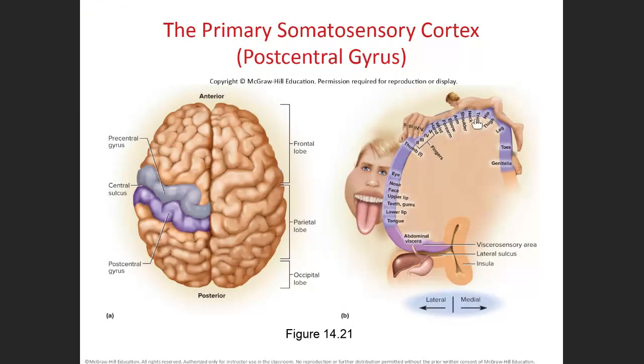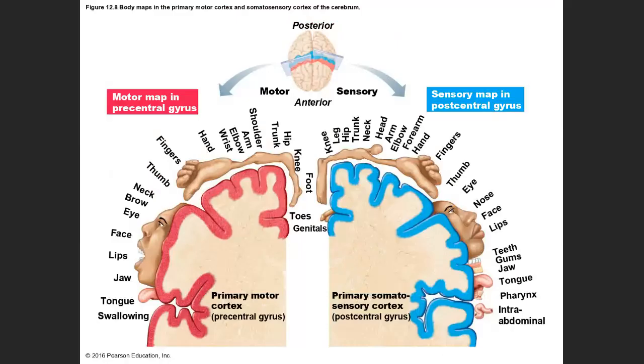So just like we had a motor homunculus, we also have a sensory homunculus, located in the primary somatosensory cortex of the postcentral gyrus. And again, you're going to have these different parts of the body specifically laid out in specific parts of this cortex. Here's this homunculus again. We have a motor map on the precentral gyrus. We also have a sensory map on the postcentral gyrus.